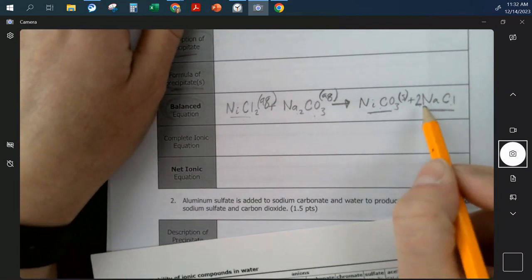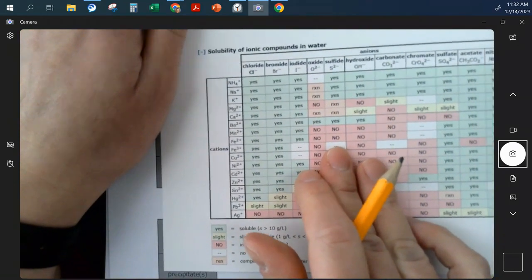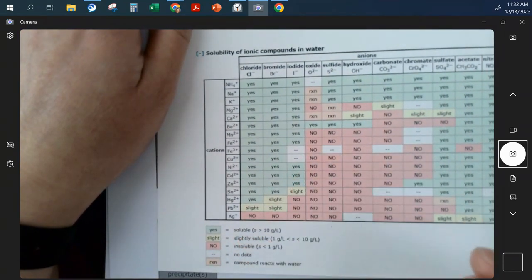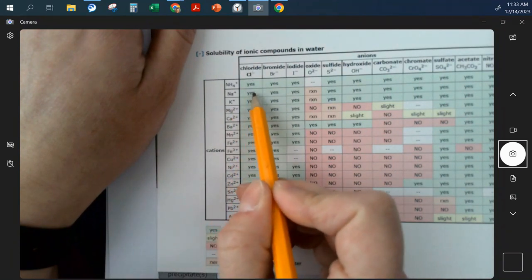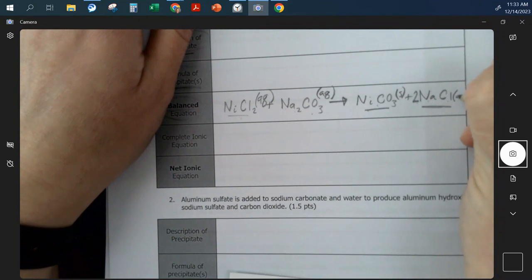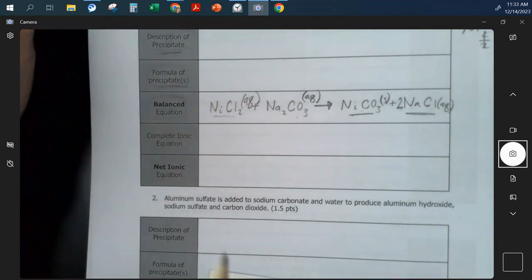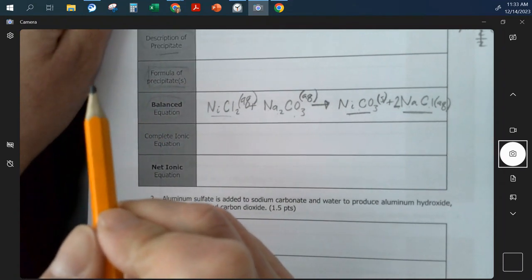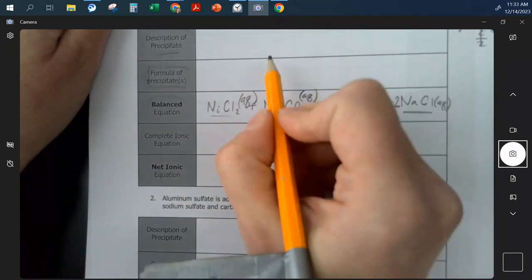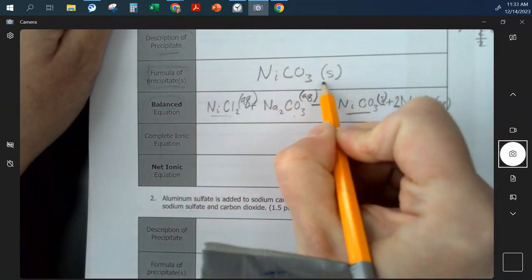Okay, so let's also check this product. See if you can figure out, is sodium chloride going to be a solid in water? Or is it gonna dissolve or form a solid? So sodium chloride will be soluble, so it will be aqueous. Good. Does that make sense, the process? So then, formula of precipitate. What's the precipitate in this reaction? NiCO3. Yep, so we're going to write that. Because it's a solid, it's the solid.